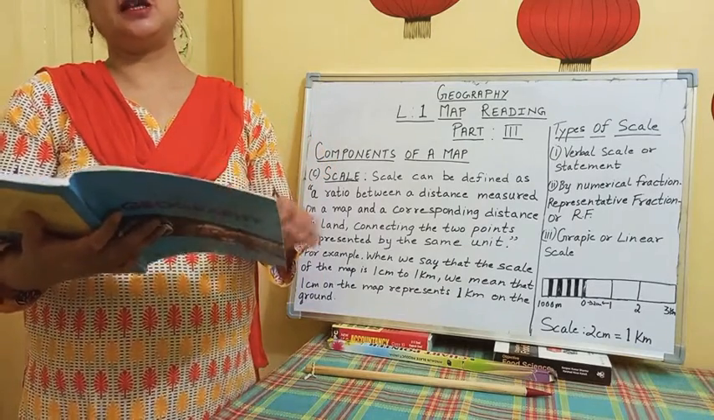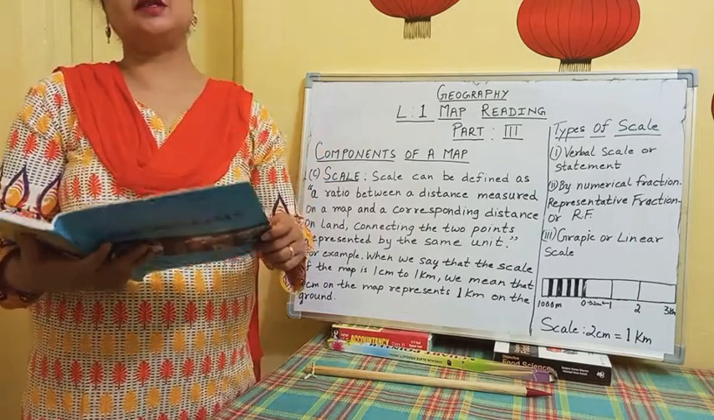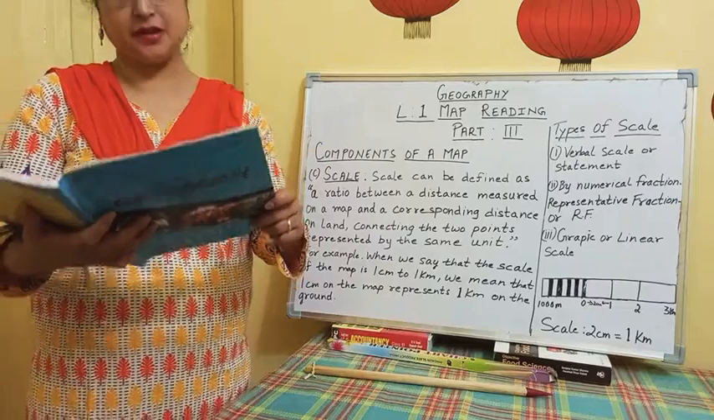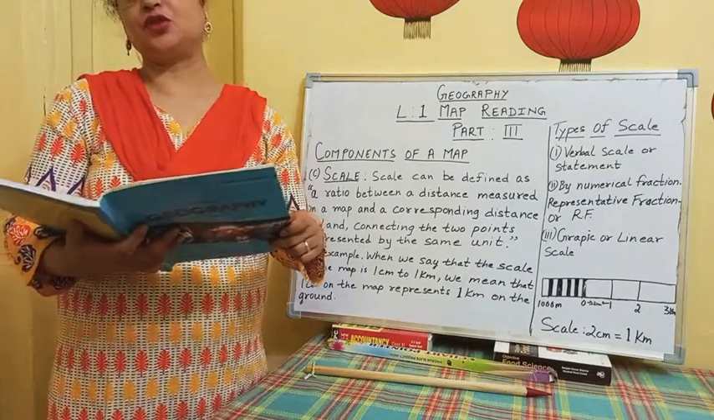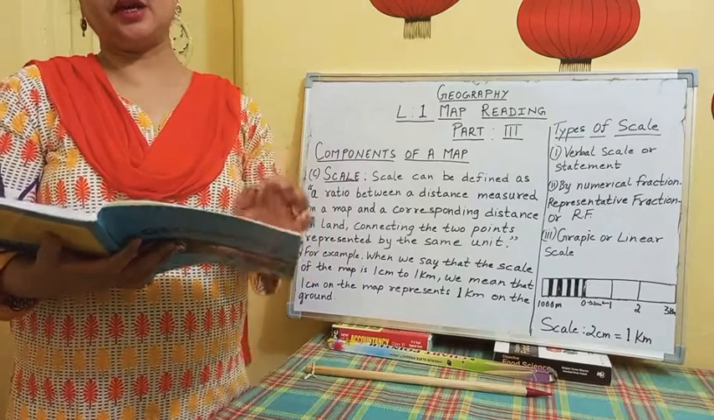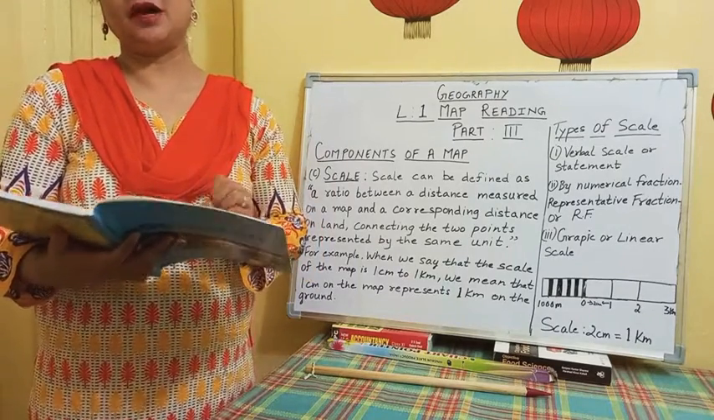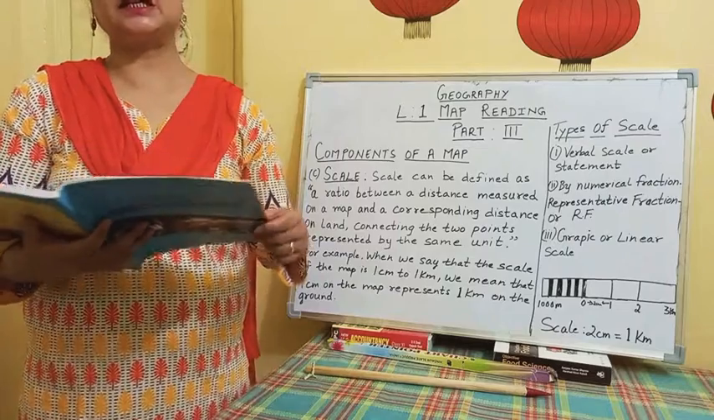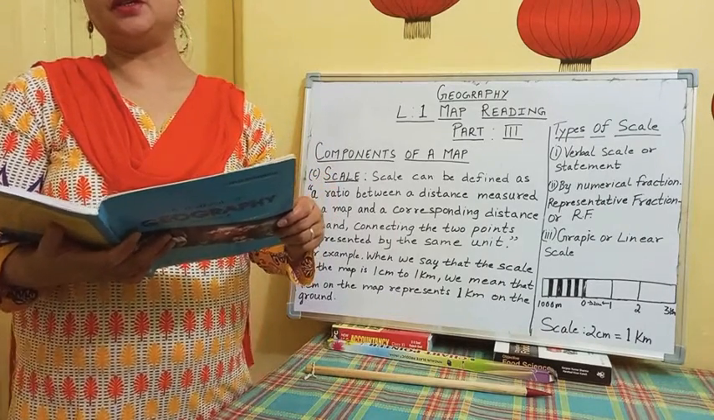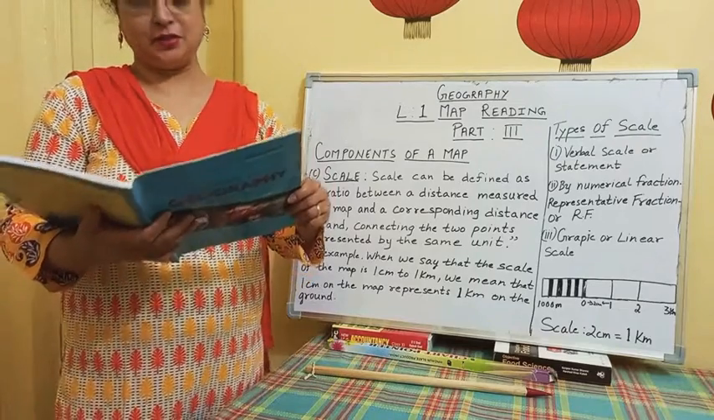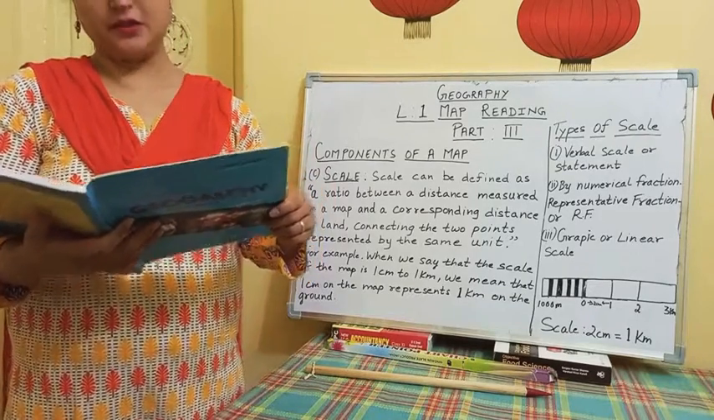But this method has not become popular as it does not give an accurate measurement in a map. So it does not show the accurate measurement on a map. So that is why this verbal scale or statement did not get so popular in measuring distances in a map equivalent to the distance on the ground.